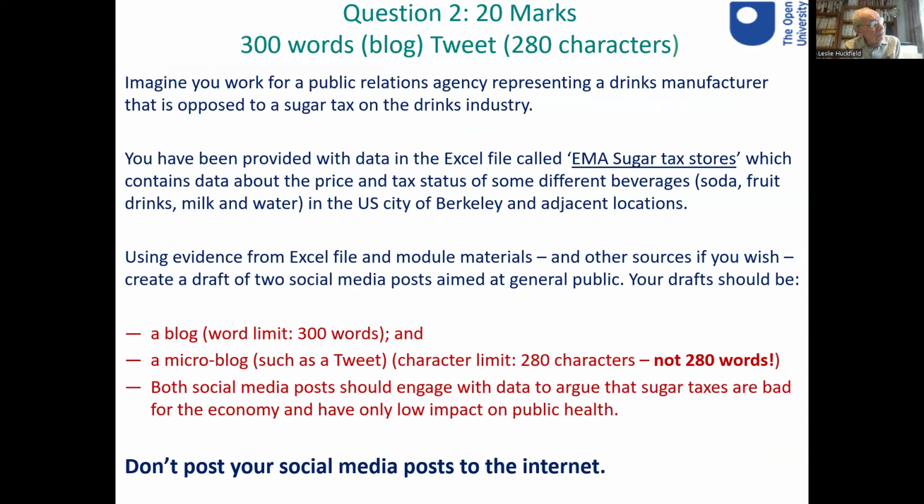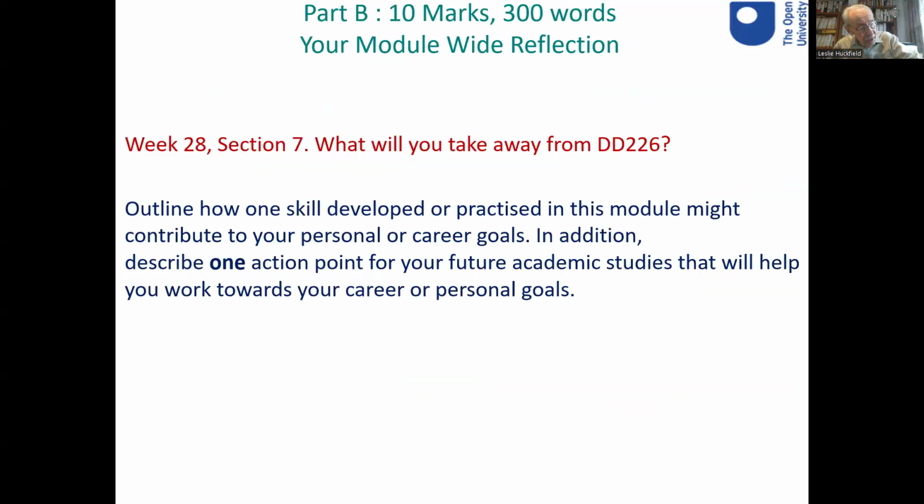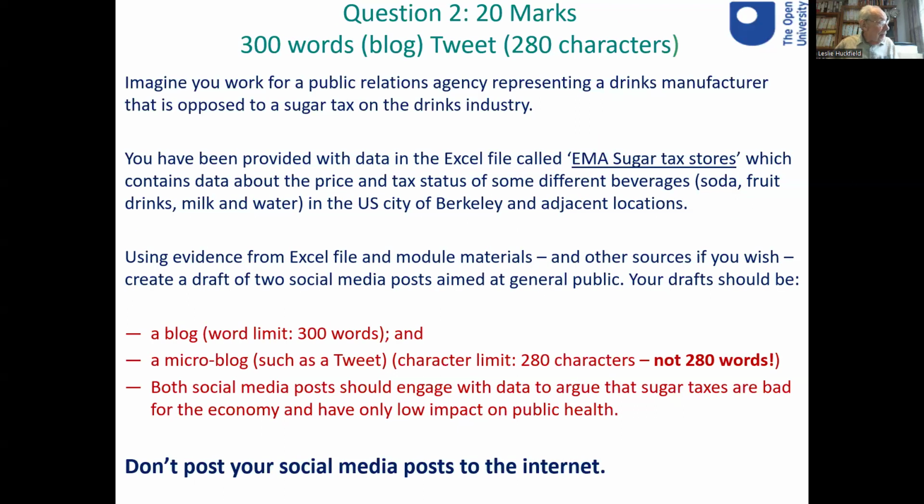We've given you an Excel file as a background, and you use the evidence from the Excel file and other stuff in the VLE to write either a blog of 300 words or a tweet of 280 characters. I'm not quite sure that Elon Musk will be that encouraged by what you're going to write, but nevertheless, those are the options that you've got, either a blog or a tweet against the sugar tax. And obviously what it's got to do is to try and engage more widely with the public.